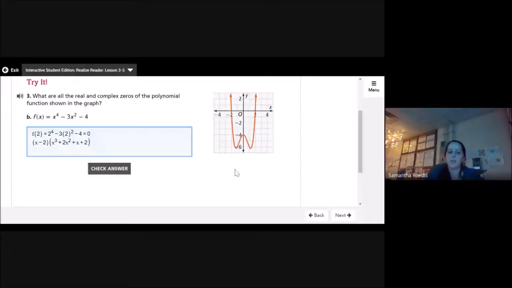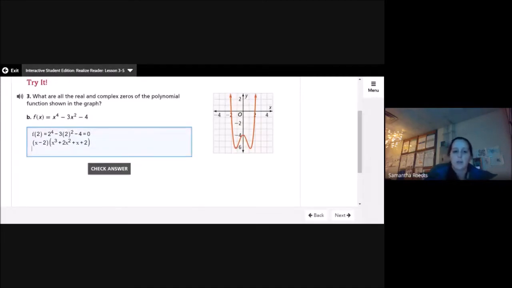So there's the second synthetic division. So that gives me x minus 2, x plus 2 times x squared plus 1. So when I solve these, I get x equals negative 2, 2, i, and negative i.